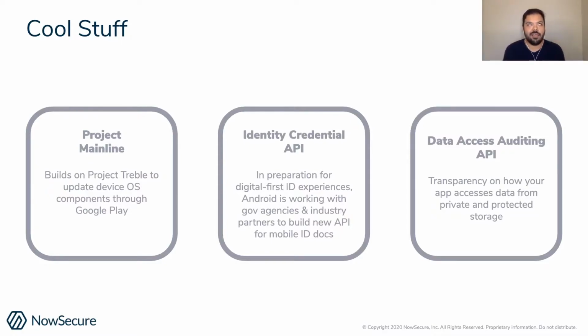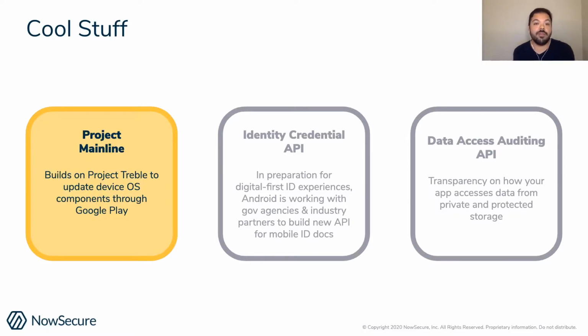Starting off, every version of Android has a bunch of cool things in it, things that aren't really directly obvious in terms of security. Sometimes they are, and sometimes they're things that might have a really big impact down the line. Starting off with one that you may already be familiar with, Project Mainline. If you're familiar with Project Treble, you may already be familiar with Project Mainline, but they're essentially the same thing.